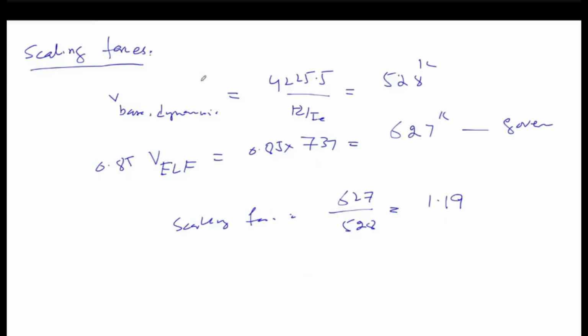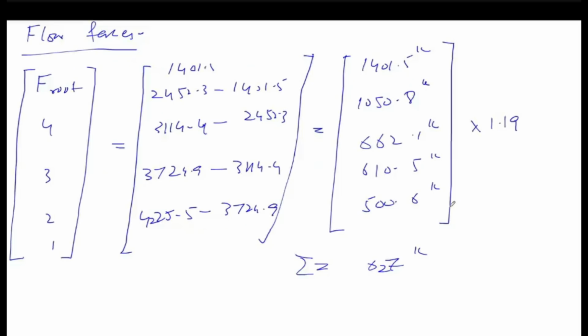Okay, remember one thing, that we multiply this 1.19 factor, but remember that we have to also multiply this with 1 over R divided by IE. So R is equal to 8, so we have to divide all these forces by 8. That's why we get 627, which is the design level base shear.